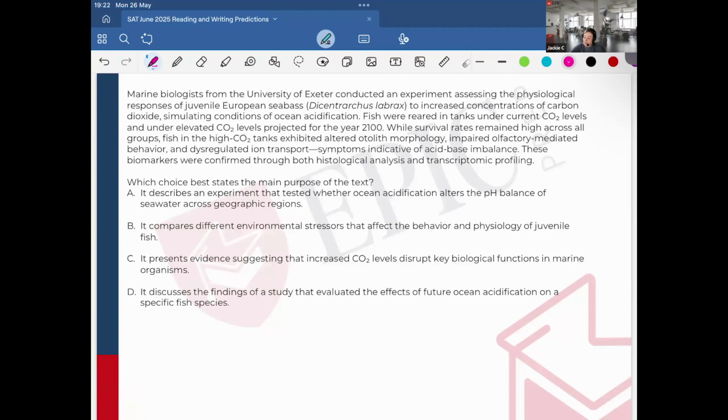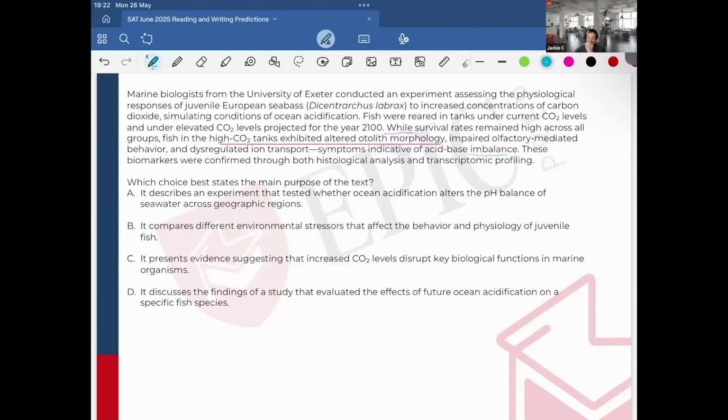Fish were reared in tanks under current CO2 levels and under elevated CO2 levels projected for the year 2100. While survival rates remained high across all groups, fish in the high CO2 tanks exhibited altered otolith morphology, impaired olfactory-mediated behavior, and dysregulated ion transport, symptoms indicative of acid-base imbalance. These biomarkers were confirmed through both histological analysis and transcriptomic profiling.